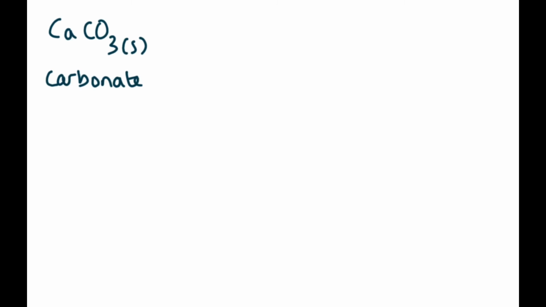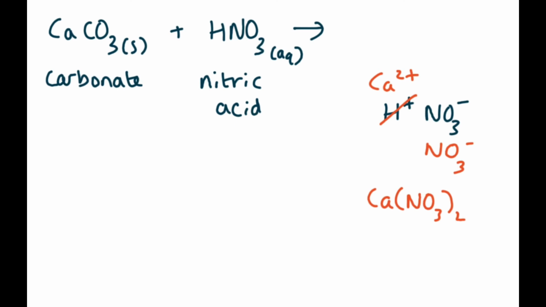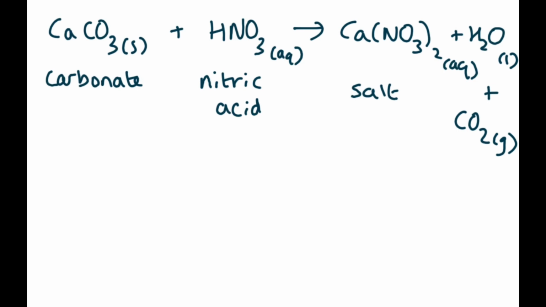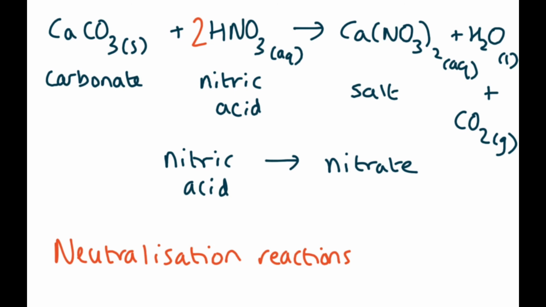And then finally, if we have a carbonate and nitric acid, let's form the salt. We've got nitric acid. Let's replace the H plus ion with the calcium ion. But in order to make it 0 charge overall, we're going to need 2 nitrates. So the formula of the salt is Ca(NO3)2 plus water plus CO2. And if your acid is nitric acid, then you're going to make a nitrate. We also need to balance the equation because we need 2 nitric acids. And these are called neutralization reactions.